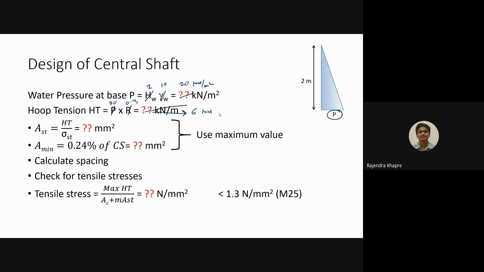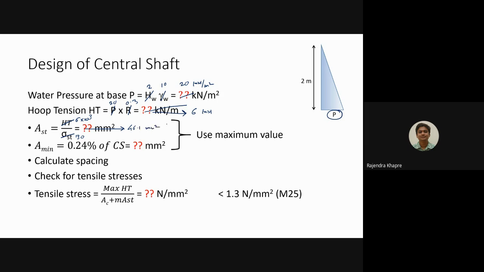Now if you want to provide the AST, because concrete is weak in tension, we have to provide steel to resist the tension, right? So the simple expression is AST is hoop tension divided by sigma ST. So this is 6 kilonewton, that is 6 into 10 to the power 3. Sigma ST will be 130. How much will this be? Can someone tell me, please? 46.1. This is millimeter square.